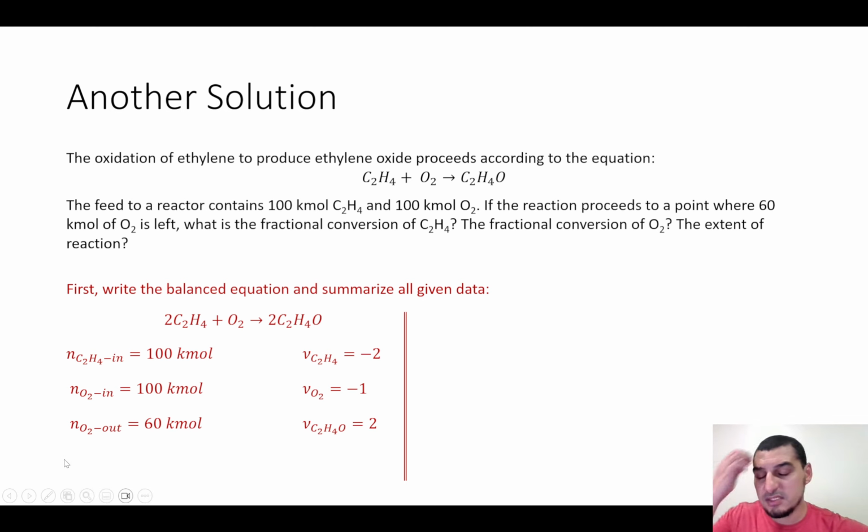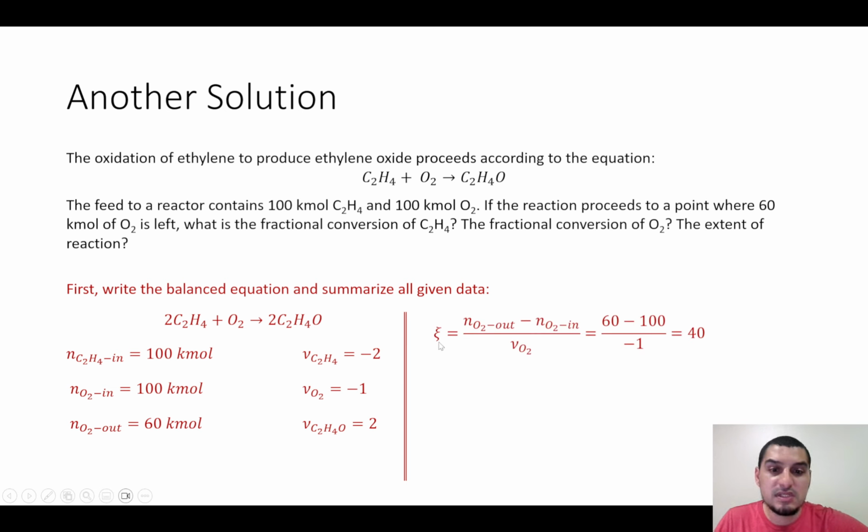So again, we said the extent of reaction doesn't depend on which component, it's the same for all of them. So if I calculate it using any one of the components, I can use it for the rest of them. I know the number of moles in and out for oxygen and the coefficient of oxygen, which are all the information I need to get the extent of reaction. So it's going to be 60 minus 100 over negative 1. So this is the extent of reaction.